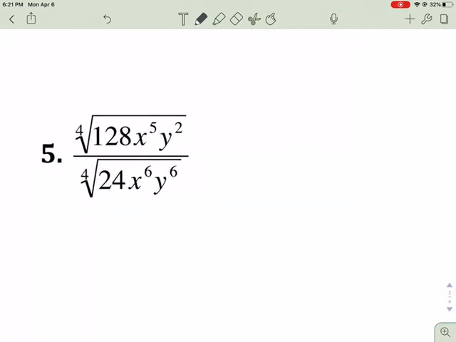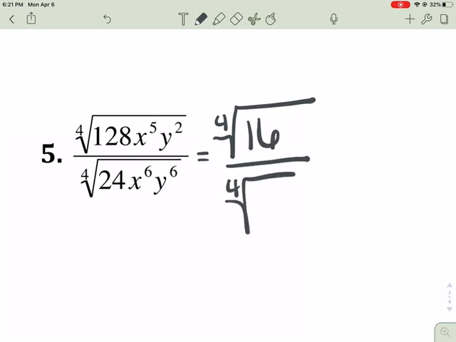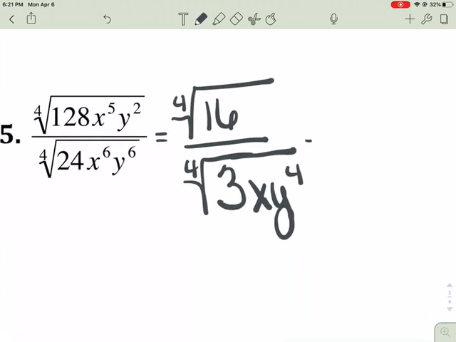All right, simplify 128 and 24. I do believe they're both divisible by 3. So that's going to give me 4. No, wait, I'm sorry. They're not divisible by 3. Divisible by 8. My apologies. So we get the 4th root of 16 over the 4th root of 3. Let's do our variables. So I have an x in the bottom, and I have a y to the 4th. All right. Now, y is already a perfect 4th, so I don't need to take care of it.